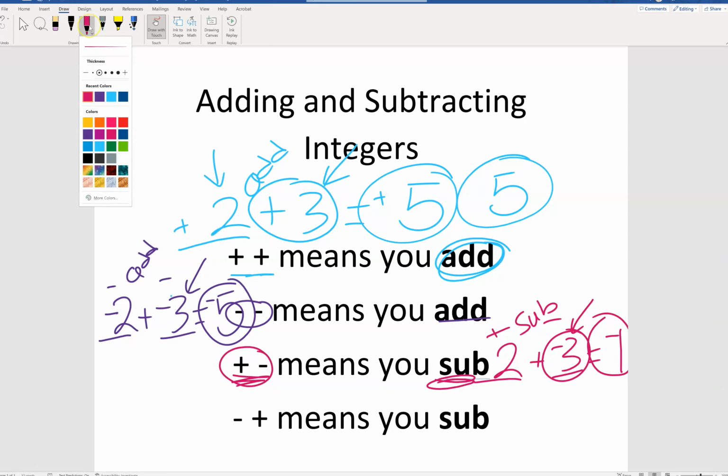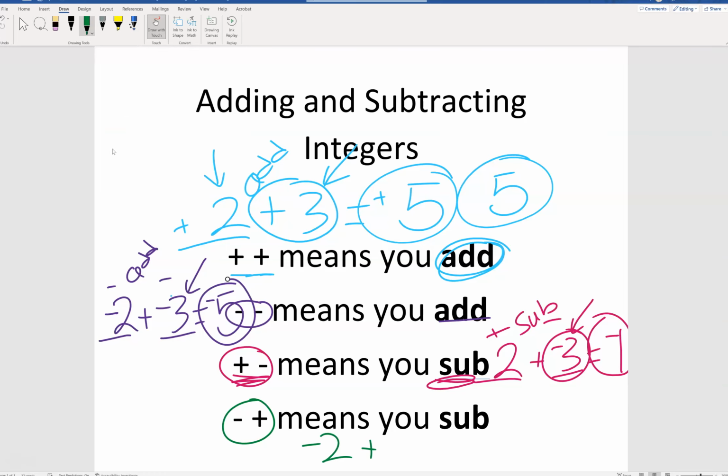All right, now let's look at the last one. It's pretty simple because it's just like the other ones we've been doing. You have a positive and a negative. For example, let's say we had negative 2 plus 3. Let's look at our problem. Our first number is negative. Our second number, what's in front? A positive. So when you have a negative and a positive, that means we have to subtract. So 3 minus 2 is 1. Now take the sign of the bigger number. The bigger number in this case is 3, and it's positive.